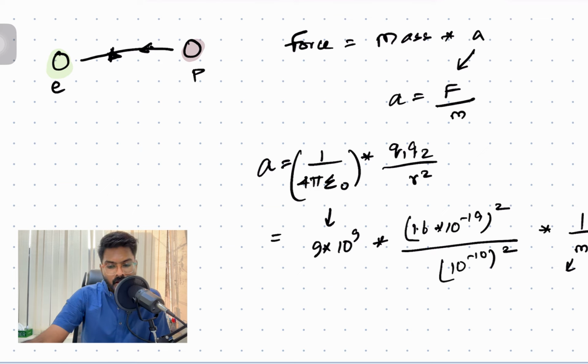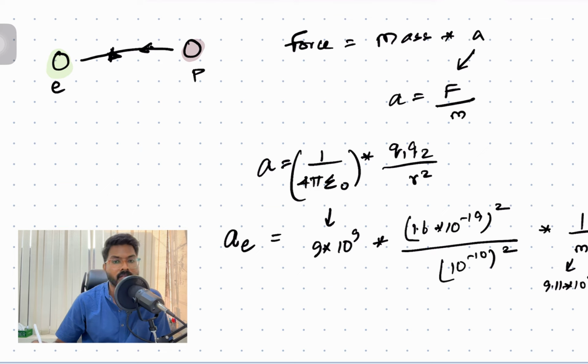Mass of the proton or mass of the electron. Now this is decided by the frame of reference. Am I considering the acceleration of the electron or the acceleration of the proton? Let me start by considering the acceleration of the electron. If I consider this, then the mass becomes 9.11 into 10 to the power minus 31, which comes to 2.5 into 10 to the power 22 meter per second square.